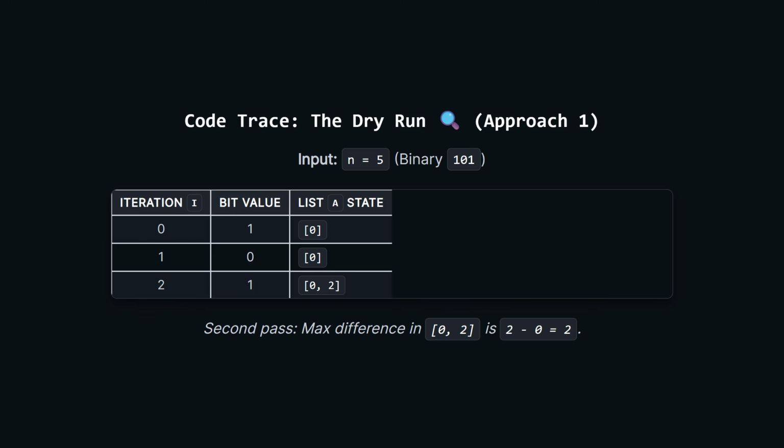Let's run a simple example through it. Let's say our input is 5, which is 101 in binary. At index 0, we see a 1, so we save 0 to our list. At index 1, the bit is a 0, so we do nothing. At index 2, we see another 1, so we add 2 to our list. In our second pass, we look at our list containing 0 and 2. We subtract 0 from 2, giving us a maximum gap of 2.